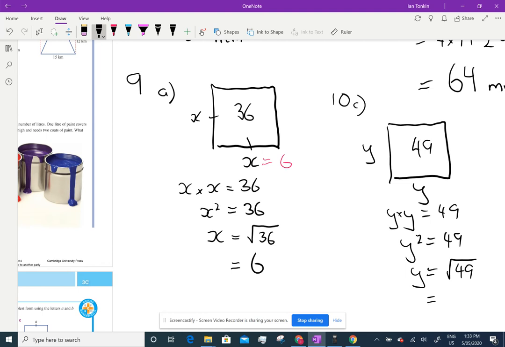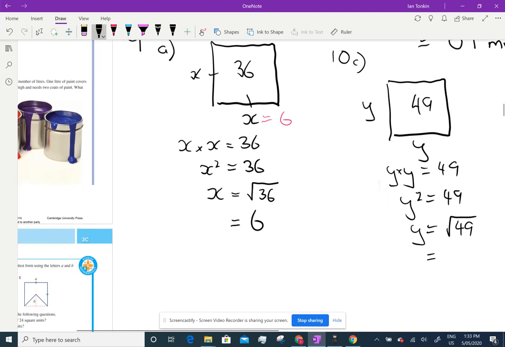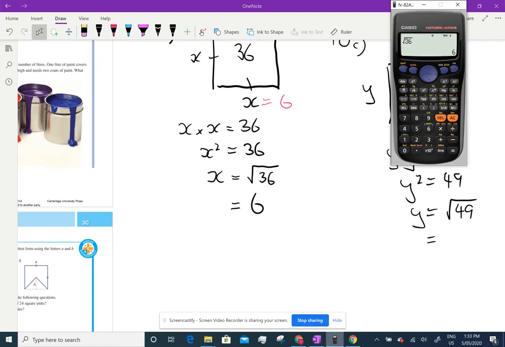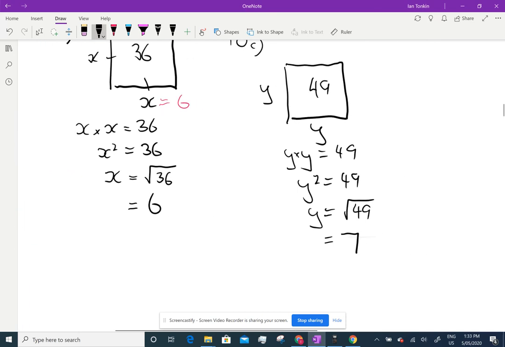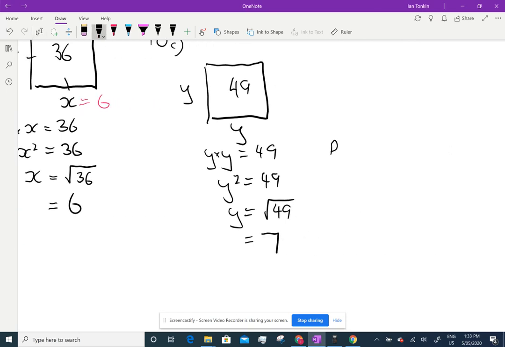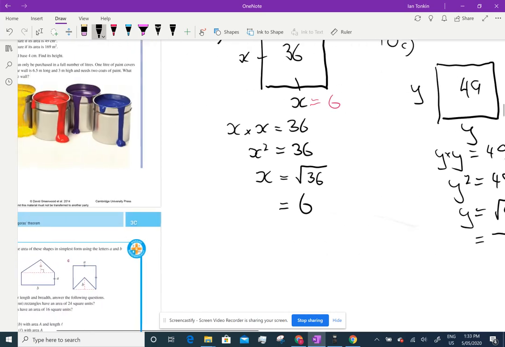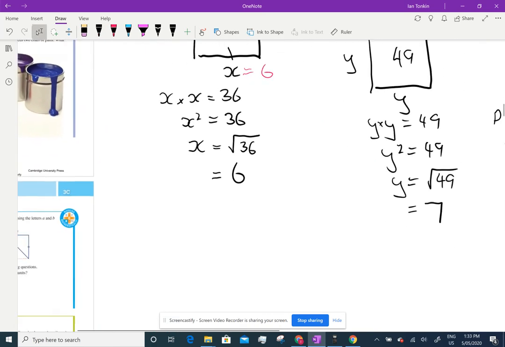And realise that there are two answers. There's a positive and negative answer. But we ignore the negative answer because you can't have a negative distance. So the side length of this square is 7. They said find the perimeter. Well, the perimeter is 7 plus 7 plus 7 plus 7. Or some people might like to write 4 times 7, which is 28. And what units were we in? Centimetres.